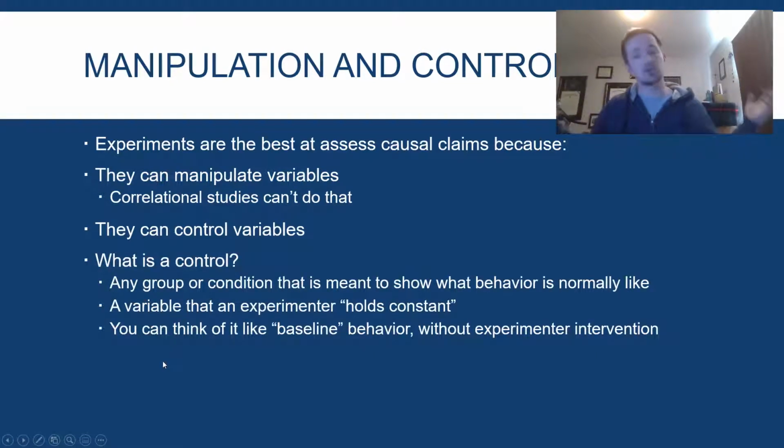So what is a control? A control is going to be anything that's going to help us try to maintain what behavior should be like. We're going to try to make sure that behavior is not influenced by something. So for a lot of cases, that's going to be like a baseline condition or baseline group, where we are going to try to look at what behavior would be like before the experimenters got involved at all.